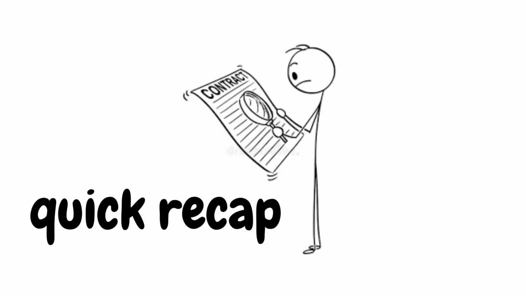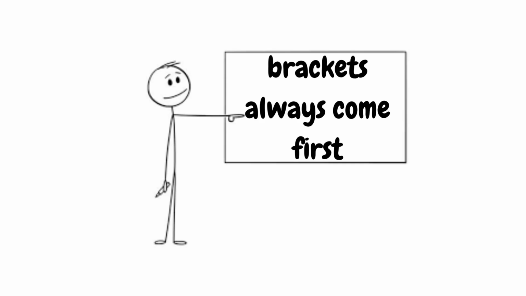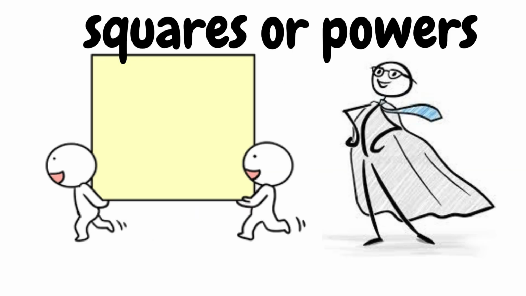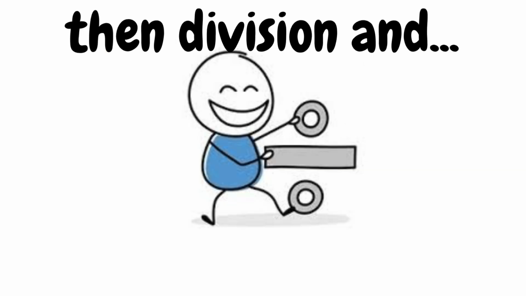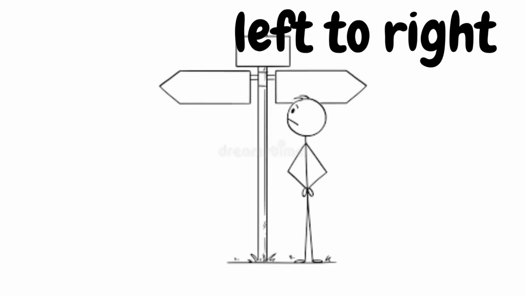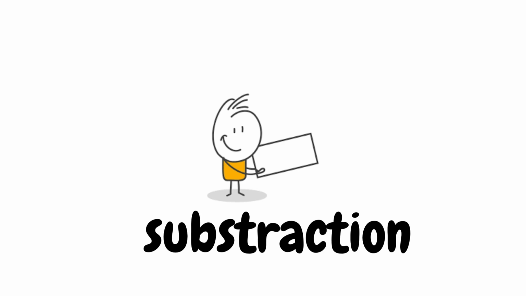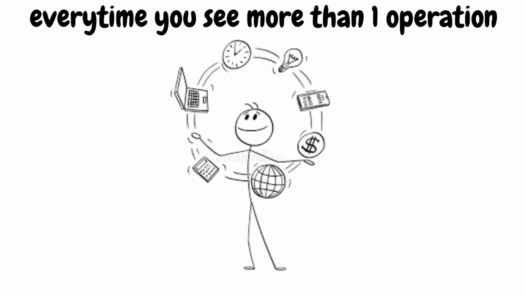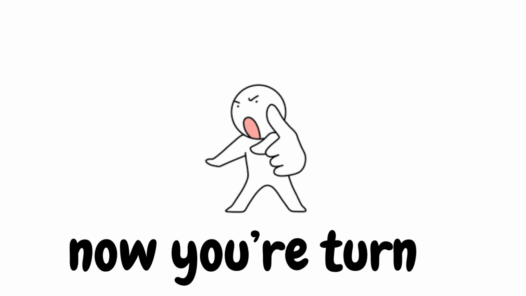Quick recap. Brackets always come first. Then orders, indices, like squares or powers. Then division and multiplication, left to right. Then addition and subtraction, left to right. Use BODMAS every time you see more than one operation.